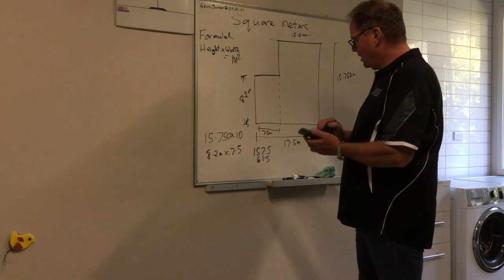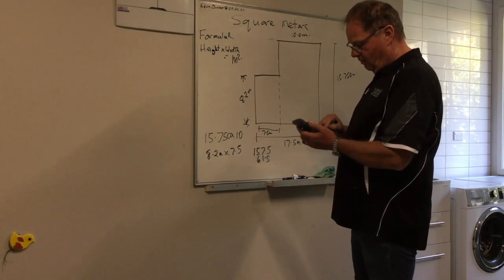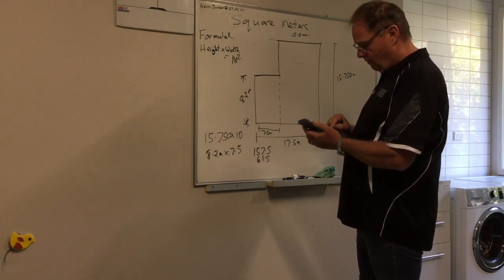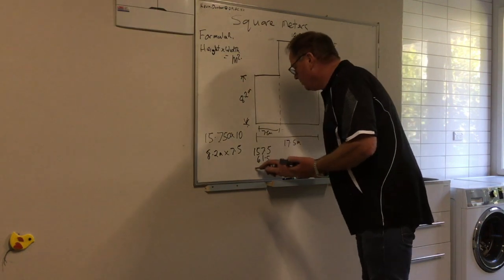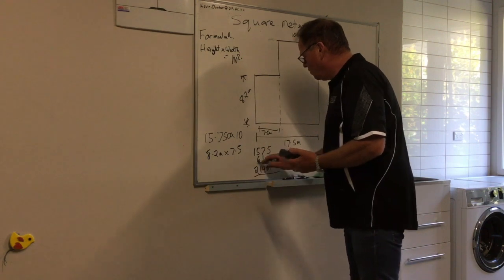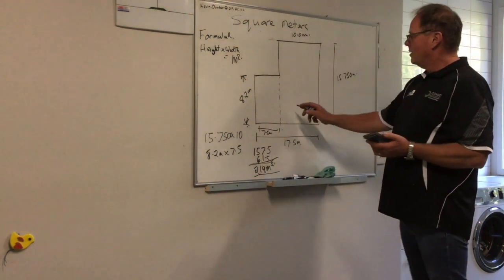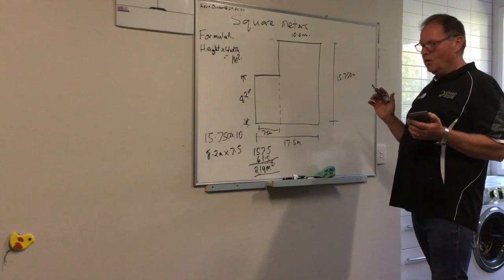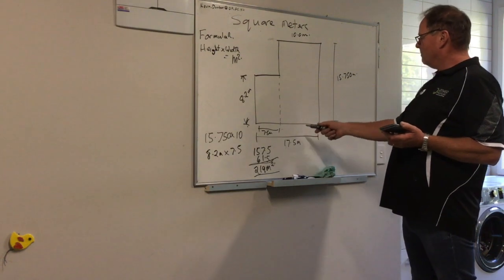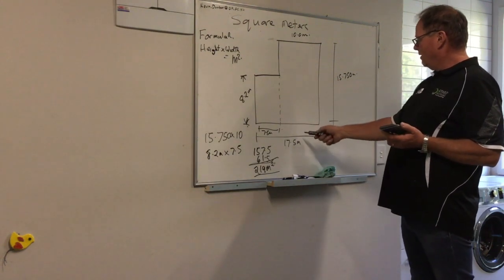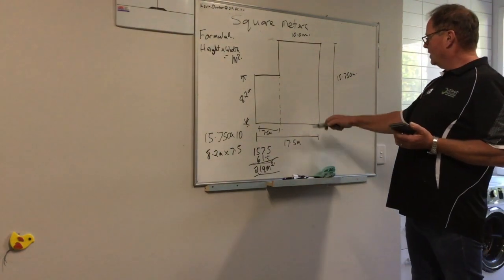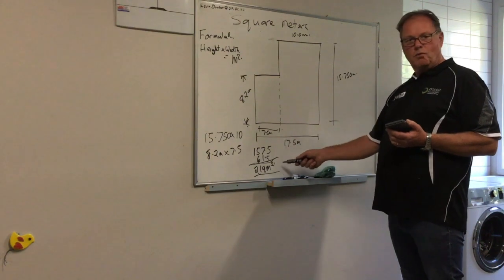Now we add those two together: 61.5 plus 157.5 equals 219 metres squared. We need to know what we're talking in. So it's 219 square metres for our size here. Does that sound about right? Let's have a look. 15 times 15 is 225, so that's within the ballpark figure of 219.